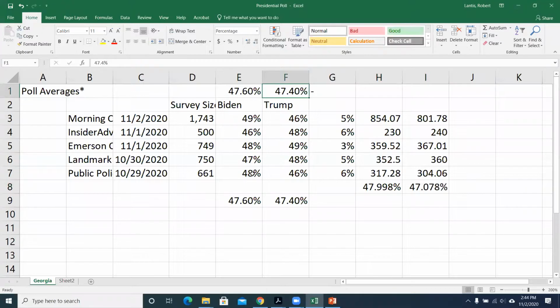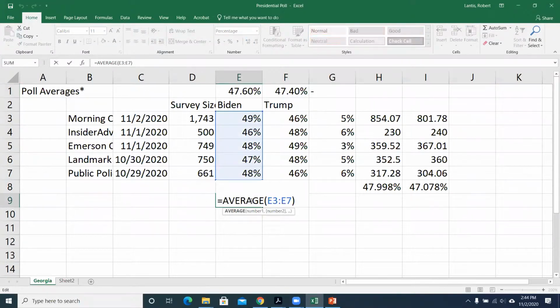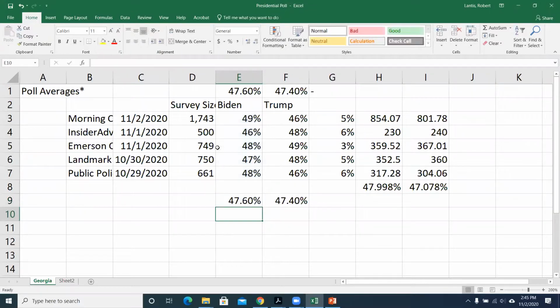And this was the numbers they reported. And when I went to Excel, I realized all they're doing is taking the mean, right? So they're treating this 1,700 sample the same as this 600 person sample. So I then went through and calculated these weighted means by multiplying the weight by the probability, adding them up, and dividing by the sum of my weights.